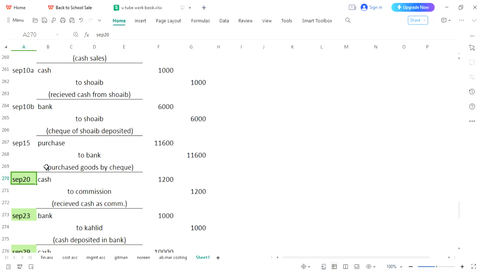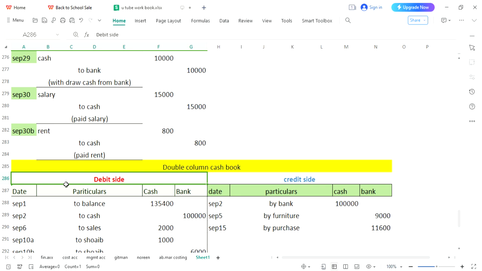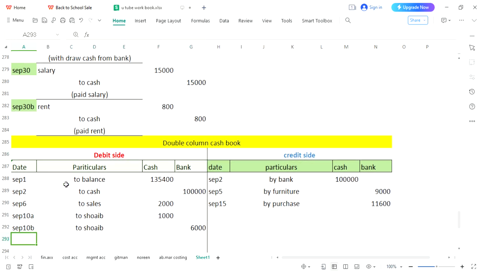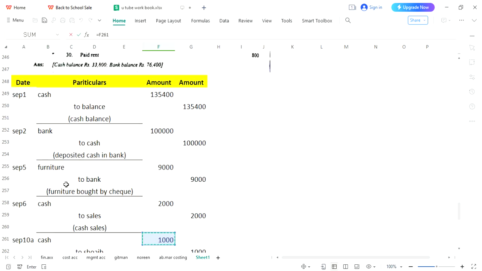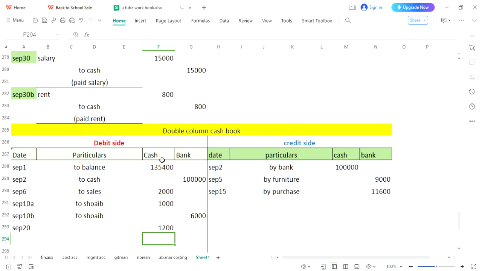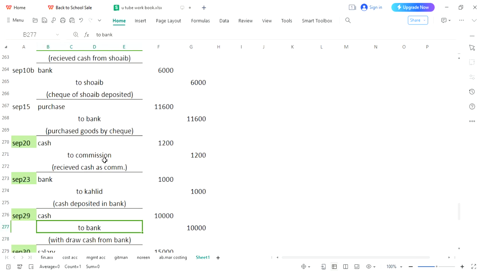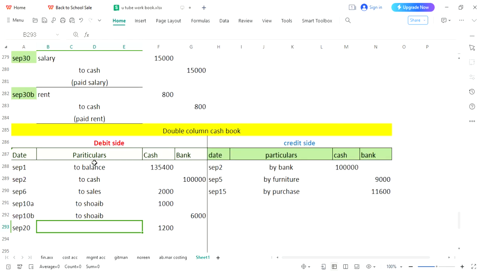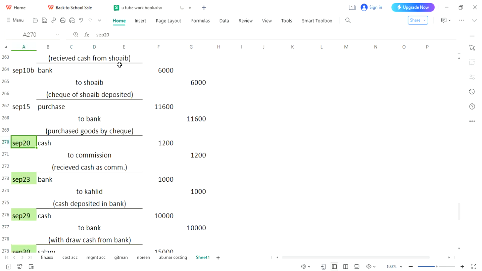After which we are at September 20, where cash is debited. So come over here and write down the date September 20, where cash is written on debit side. Amount is 1200, as you can see, posted. Now see what is written on the opposite side. Look at this, commission. So just write down commission over here. September 20 is also completed. We are marking it as it has been done.